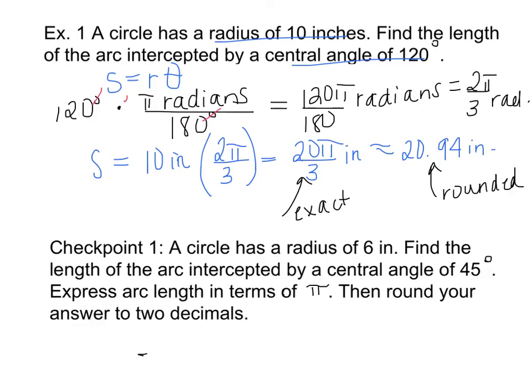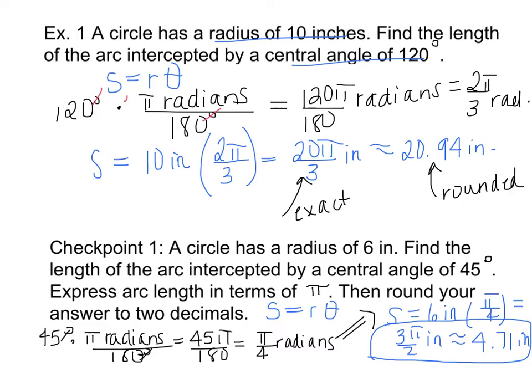And for the checkpoint, a circle has a radius of 6 inches. Find the length of the arc intercepted by a central angle of 45 degrees. Express arc length in terms of pi, then round your answer to 2 decimals. So basically, they want you to do the same thing. Give the answer as an exact answer. That's what it means by in terms of pi, and then a rounded answer. So I'm going to give you a chance to try it, and then we'll go over it.